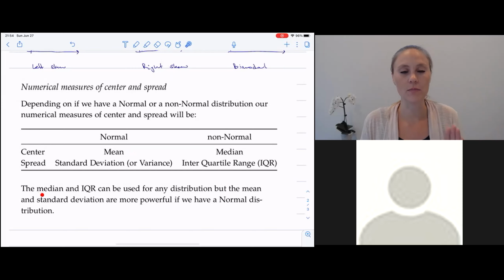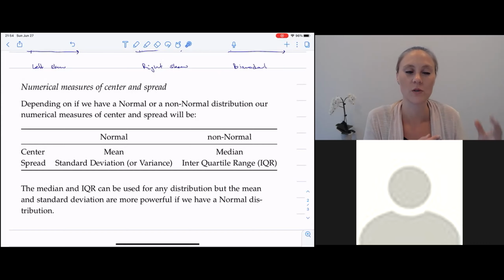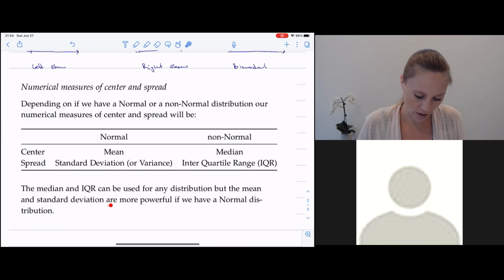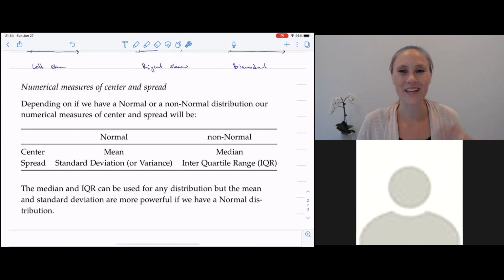One thing to note is that the median and the interquartile range, which we use for a non-normal distribution, can be used for any distribution. So they're kind of the jack of all trades here. But the mean and the standard deviation are more powerful, meaning we have more tools and more types of analyses that we can do if we have a normal distribution. So if you have a normal distribution, you're off to the races and you can use the mean and the standard deviation and the calculations that come with it.